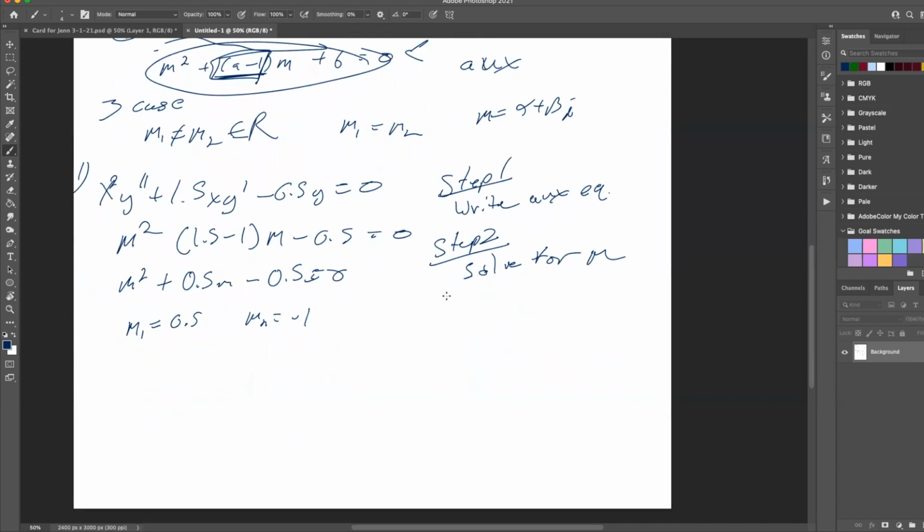All right, so then we're going to write out a general solution. So step 3: write the general solution. And so your general solution is going to depend on what this gives you. So write the general solution. Since these are two different values, y is going to be equal to our first solution.